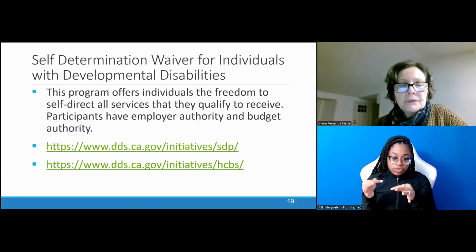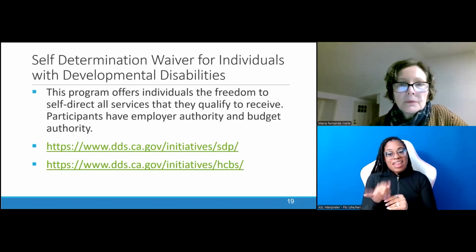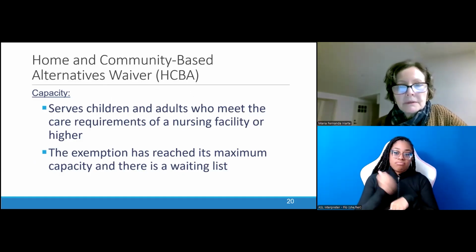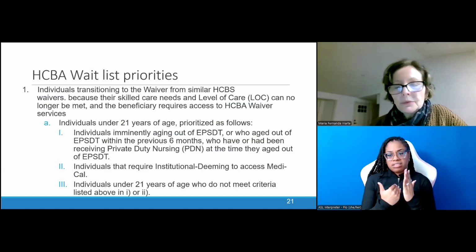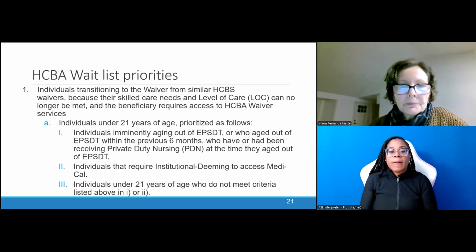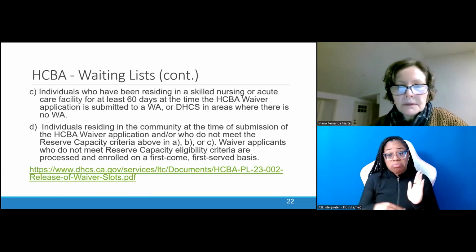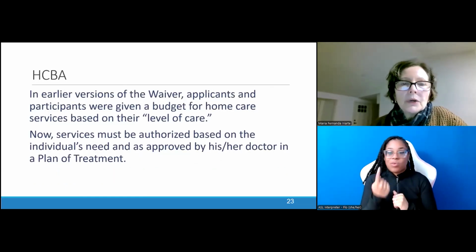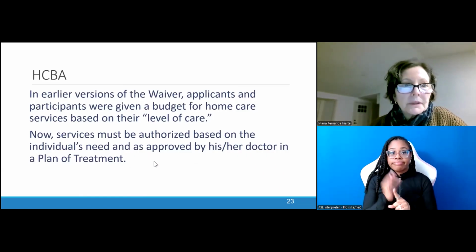So if you want to apply for the self-determination waiver, it's a conversation with the service coordinator because it's administered by the regional center. The home and community-based alternatives waiver, children and adults can apply for it. There is typically a wait list, but I'm not going to go through this because it'll bore you to death and you can look at it. You're going to get this, but there are certain people who get priority on the waiting list, and you can read all about it in these next slides. It's just more information for you to have. So not everyone has to wait to get on the waiver. It depends on whether you can be given a priority.